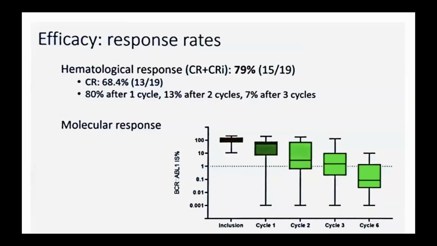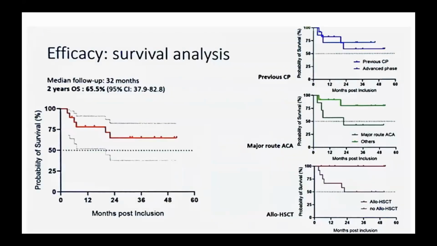The response is, of course, biased because the good responders received more cycles. But if you look at these patients who received more than 2 or 3 cycles, then you see a gradual reduction of the BCR-ABL level. But I think that's not the most important point. The most important point is the achievement of a hematologic response, which was achieved in 79% of these patients. And this was, of course, a very good preparation for allogeneic stem cell transplantation, and patients who were transplanted, on the lower right here, 100% of these patients survived.